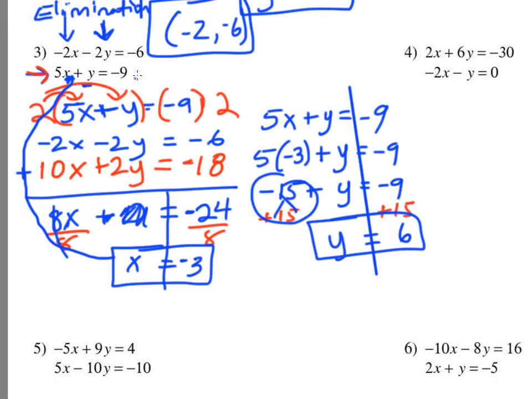So if I was to graph these, where would they cross? What is the point that works for them both? The point is x is -3, comma y is -6. This is our solution. This is the point that works for both.